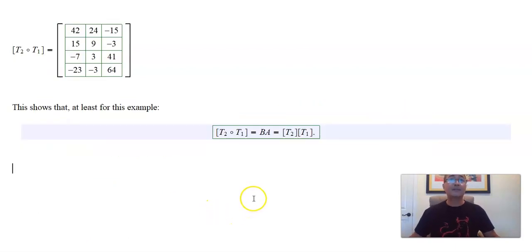All right, so at least for this example, we showed that the matrix of the composition P2 compose P1 is exactly the same as the matrix product in the order B times A. So B was the matrix of P2, A was the matrix of P1. So it has to be in that order. P2 is first, followed by P1. And that's good because that's also the same order as the composition. P2 is first, P1 is second. So in the next section, we will prove that, of course, this is true in general.